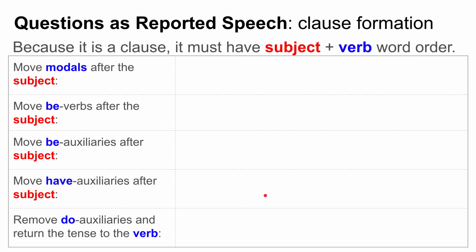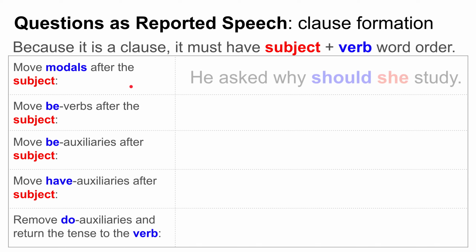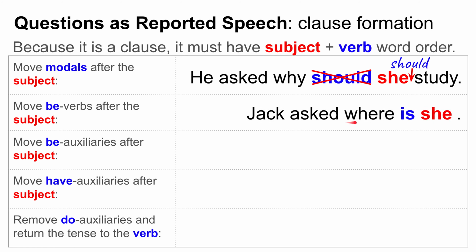Because in reported speech, we're reporting a question someone else asked, we need to change the order because it's a clause. So we have to move modals after the subject. For example, he asked, why should she study? We don't want to say why should she study. We want to change this to, he asked why she should study. We have to move the be verbs after the subject. Okay, Jack asked, where is she?